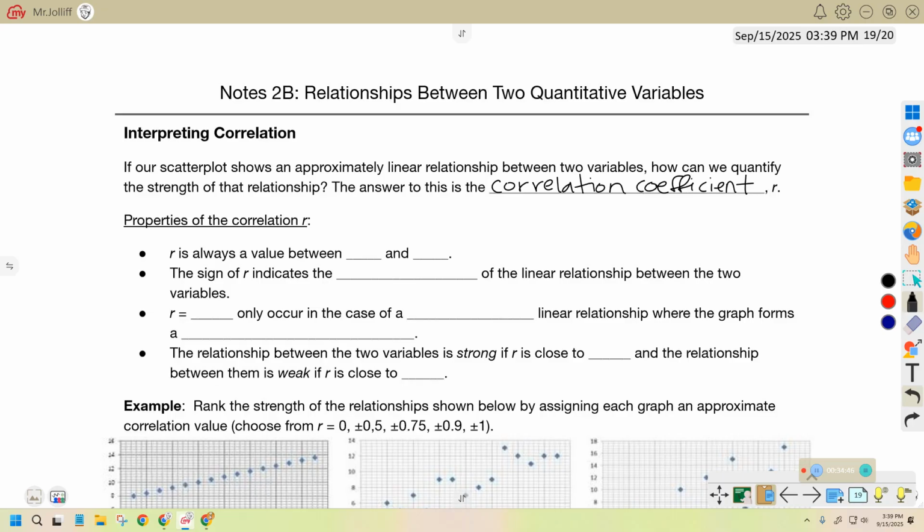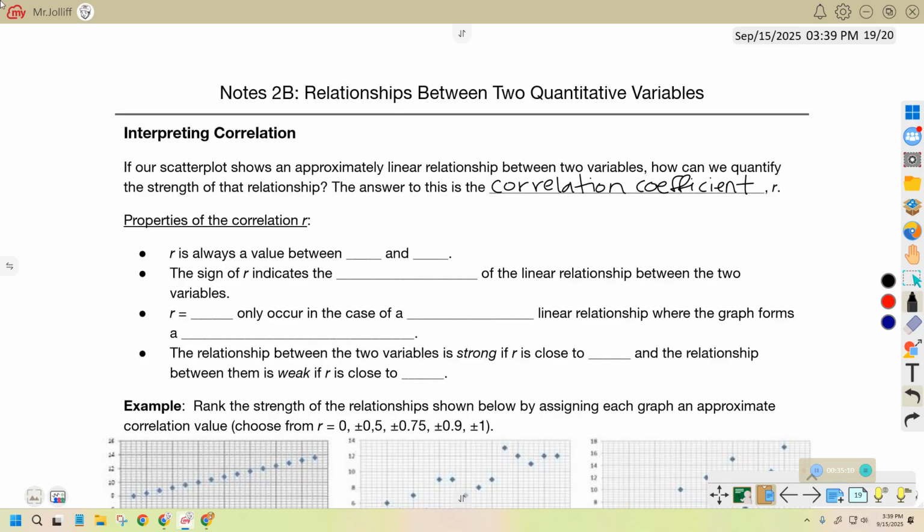It is, and it's a tongue twister. Your book does not refer to it as the correlation coefficient. Your book refers to it as just the correlation. I don't know why it does that. It is the correlation coefficient. Every other statistics book will use the correlation coefficient. And we use the letter R to represent the correlation coefficient.